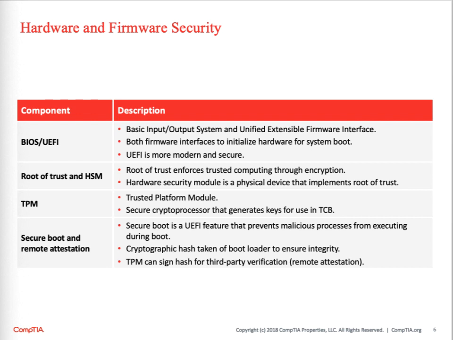After that, we have the root of trust and HSM. Root of trust is technology that enforces a hardware's trusted computing architecture through things like encryption, and is designed to keep data confidential and prevent tampering. However, the HSM is actually a physical device that provides root of trust capabilities. Then we have the TPM. The TPM is a trusted platform module, and this is going to be a secure crypto processor that is used to generate cryptographic keys in areas of the trusted computing base.